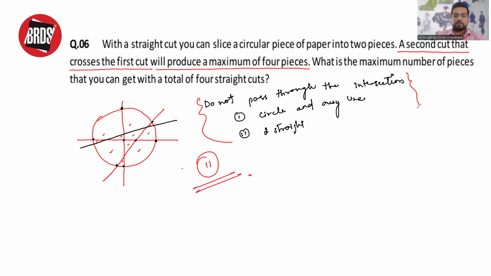So that is the way you are supposed to do it. For the minimum number, with one straight line and a second straight line, I will let the third one also pass through the same intersection, and the fourth one also pass through like this. The same intersection point I will select, and I will let all four straight lines and the circle pass through that particular point. That is the minimum number of pieces you can get with four straight lines. So that's how you should approach this particular question.